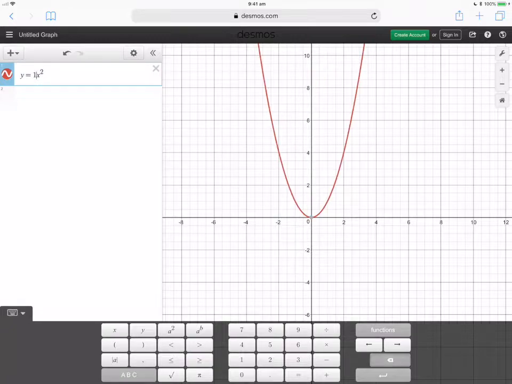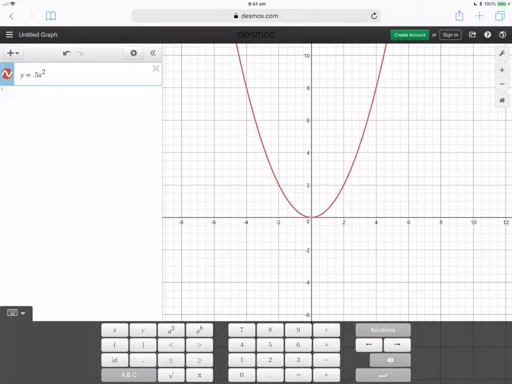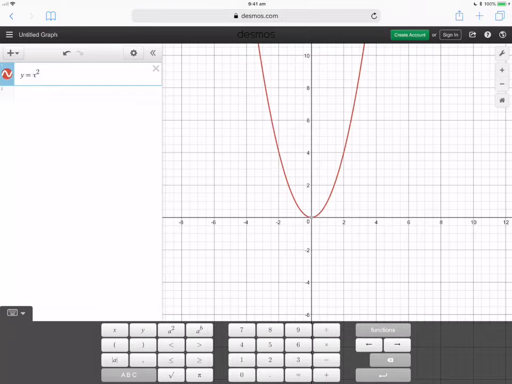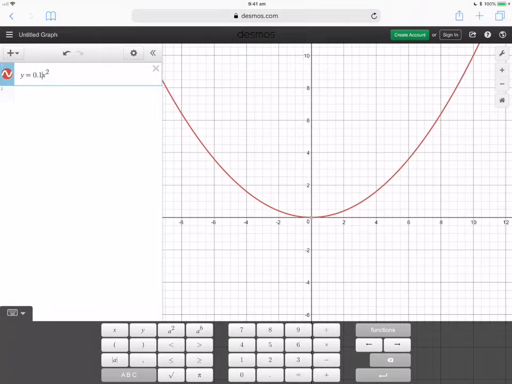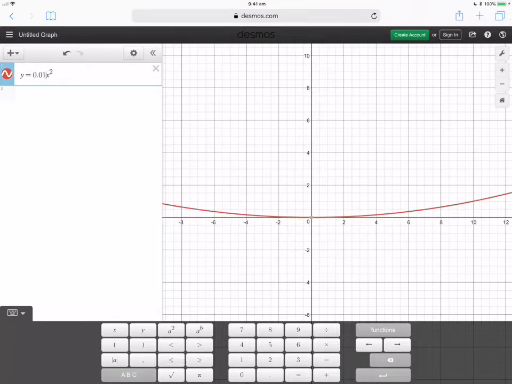On the other hand, I could make that 0.5x squared. I can make it 0.1x squared. Notice how it's getting fatter. I can make it 0.01x squared. Now it's getting really wide. But notice in all those cases, the parabola is an upward parabola. It's a happy parabola. It's like a smiling face. We call that a positive parabola.